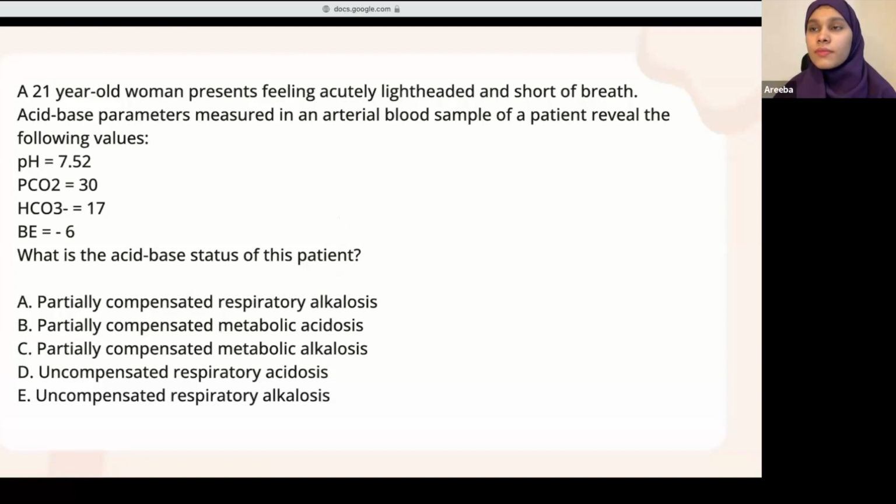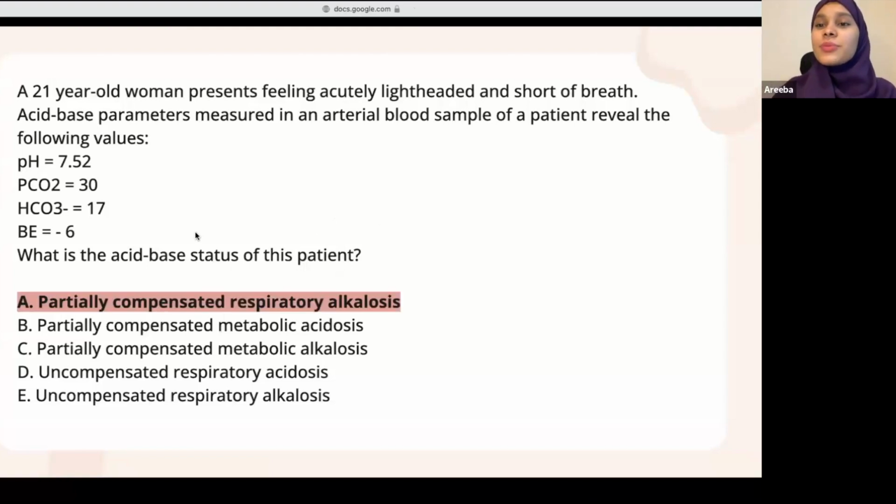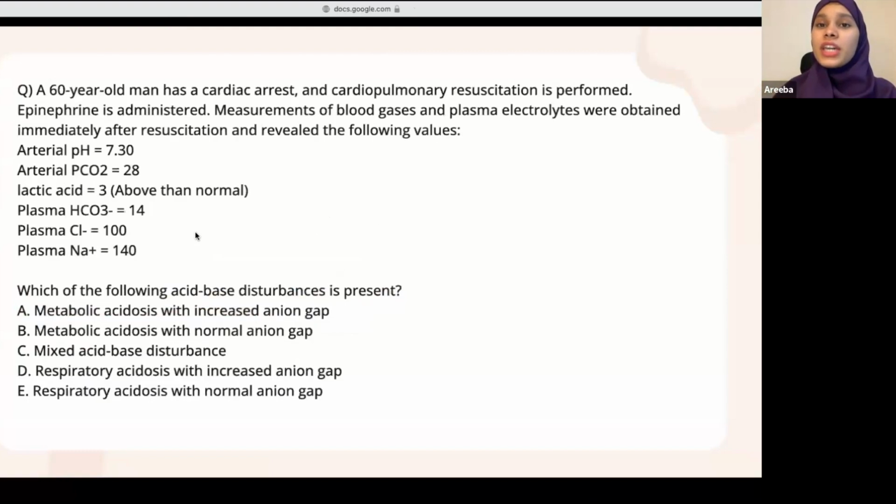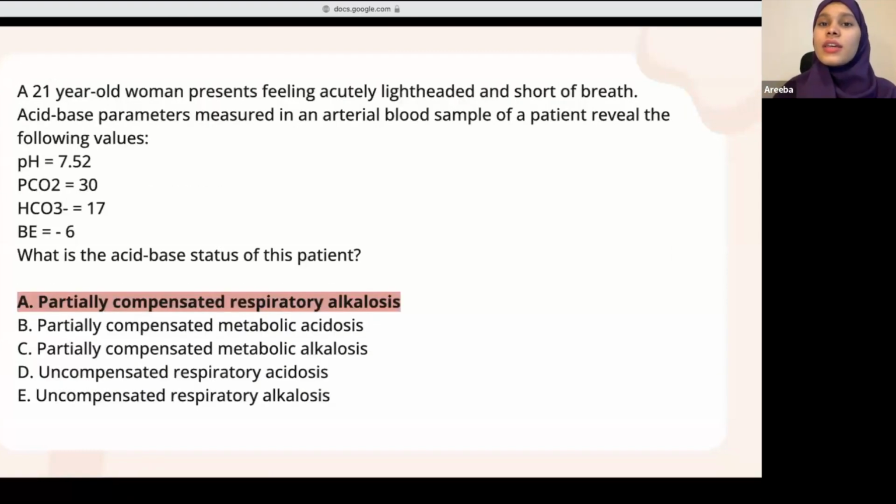Okay, yeah. You guys are right. It's partially compensated respiratory alkalosis. Why? We look at the pH. pH is high, so it's alkalosis. Then we look at the PCO2, it's low. So it justifies the pH. So it's a respiratory cause, so respiratory alkalosis. And when we look at the base excess, we see that it suggests acidosis. So it's basically the compensation.